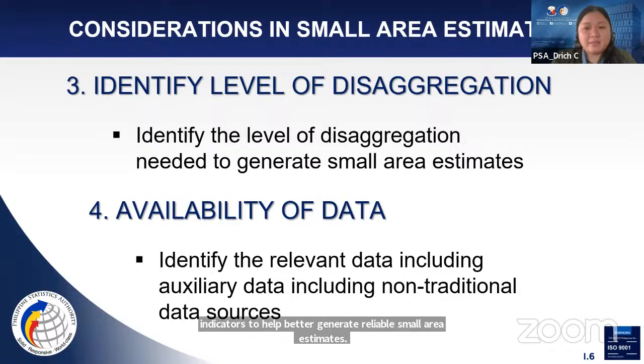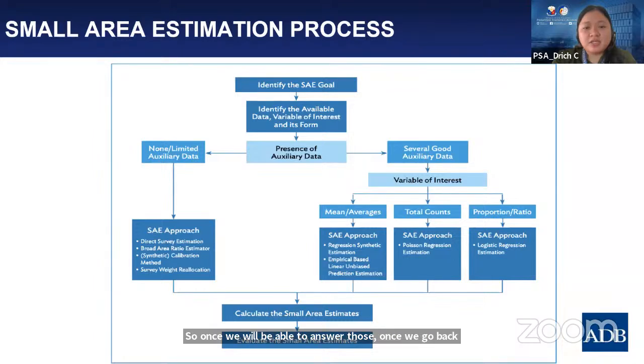So once we are able to answer those, once we go back to our estimation process, we will now be able to identify the approach that we should take on, given that we have checked the objective, the topic of interest, and the level of disaggregation, and the available data. So once we know those, the selection of methodology to take will be easier, as we will have a shorter list of small area estimation methodology to consider.